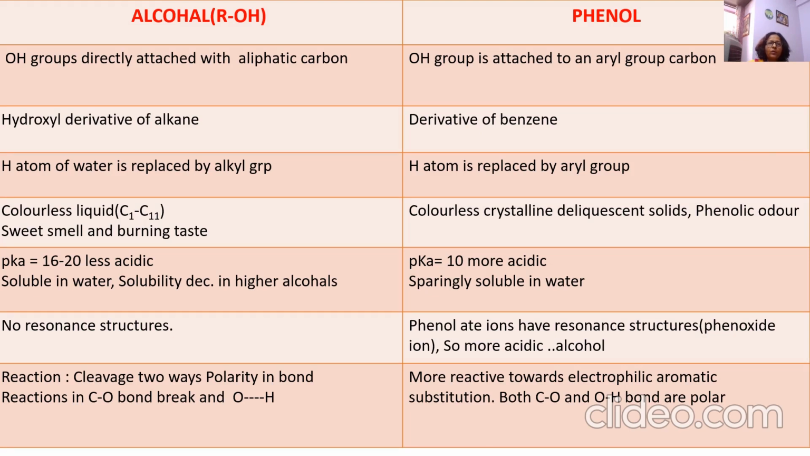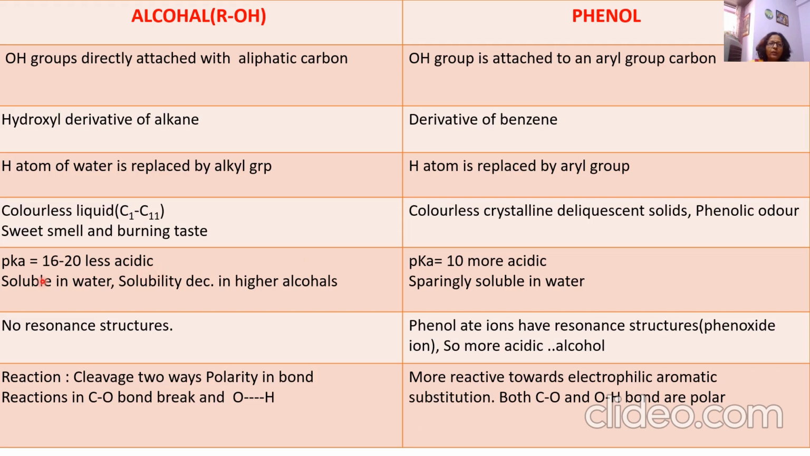In alcohol, the OH group is directly attached to the aliphatic carbon, whereas in phenol it is attached to the benzene ring. Or we can say alcohols are hydroxyl derivatives of alkanes and phenols are derivatives of benzene. Alcohols are colorless liquids with a sweet smell and a burning taste, and phenols are colorless crystalline deliquescent solids with a phenolic odor. Alcohols are less acidic.